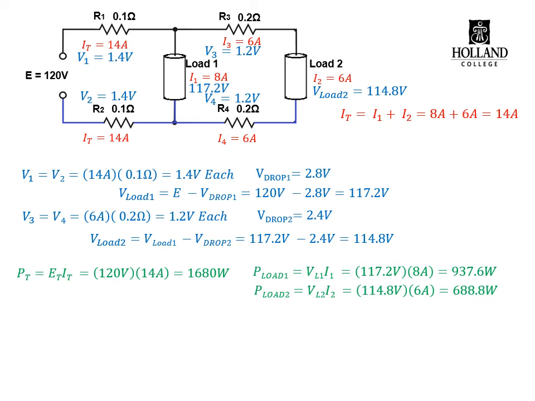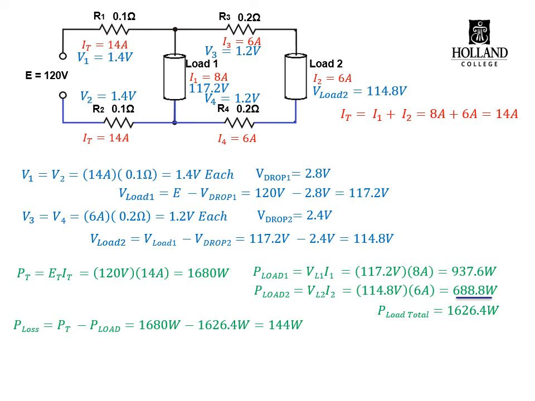Always be careful and make sure you use the correct voltage and the correct current for each load. Now that we have the two load powers, we can calculate the total load power by adding the sum of the two individual loads. In this case, we come up with 1626.4. So now we have the total input power, we have the total load power, and the difference between those two will be our line loss power, which in this case works out to be 144 watts.